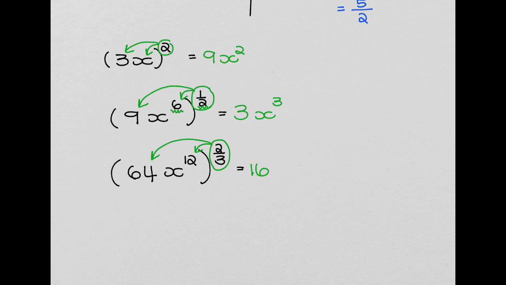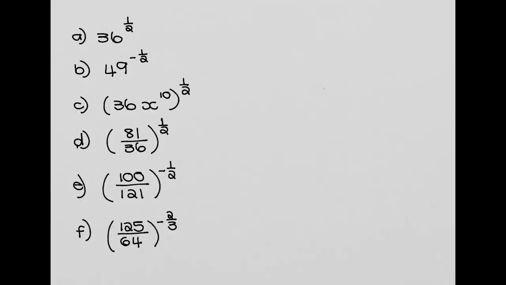Then I'm going to say 12 times 2 over 3. The easiest way to do this would be 12 divided by 3 times 2. Personally, that's what I would have done. So 12 divided by 3 is 4. 4 times 2 is 8. So I've got x to the power of 8. All right, so make sure you've written those down and you've learned from them.